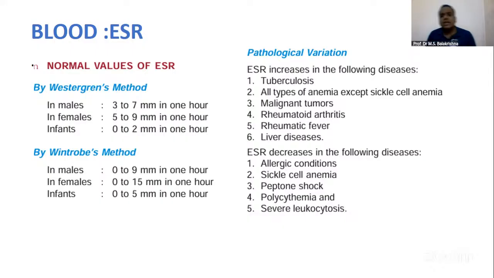And ESR decreases in the following diseases: allergy conditions, sickle cell anemia, and peptone shock. So these are the conditions where ESR decreases. So please learn this properly. These are all MCQs.